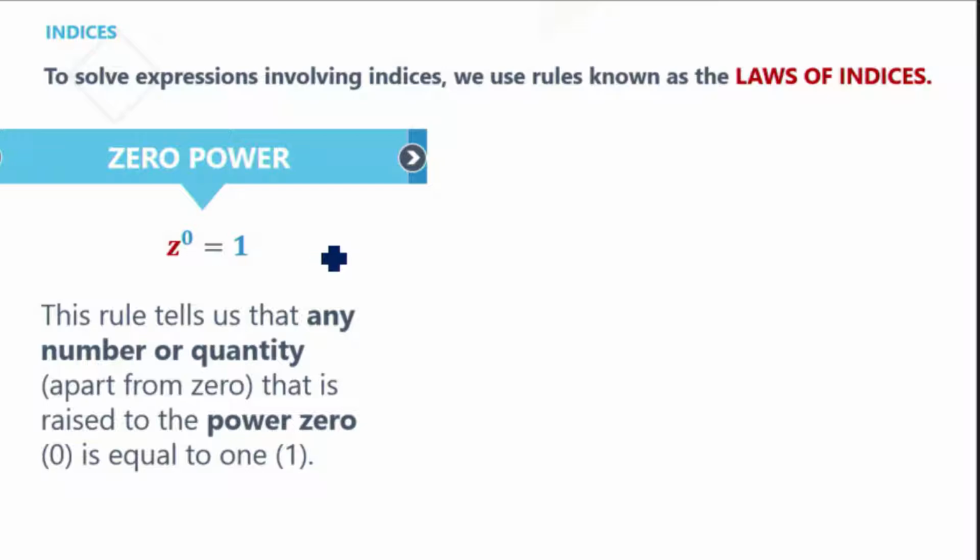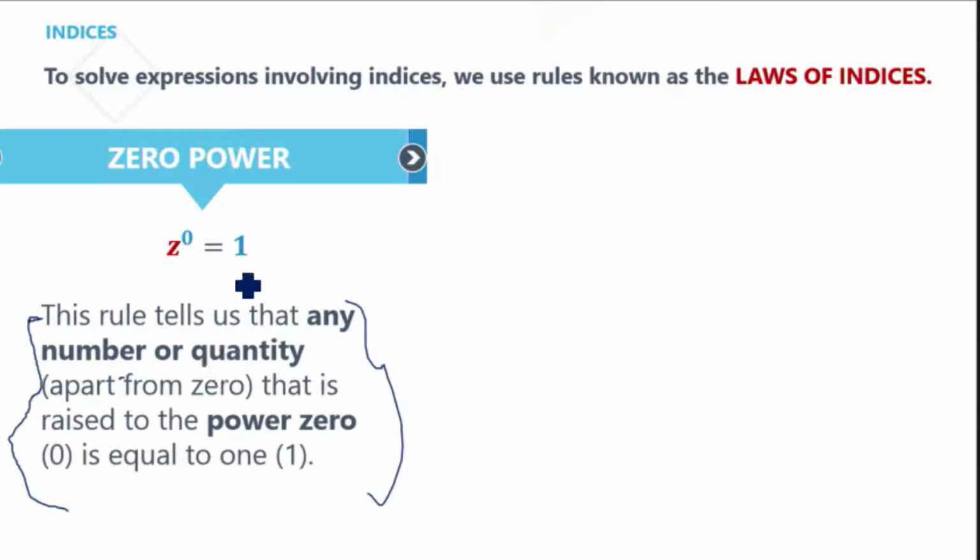Okay, here we are at the zero power rule. Let's look at what this rule says. This rule tells us that any number or quantity apart from 0 that is raised to the power 0 is equal to 1. It says any number, and any number is any number. So any quantity whatsoever raised to the power 0 is equal to 1.